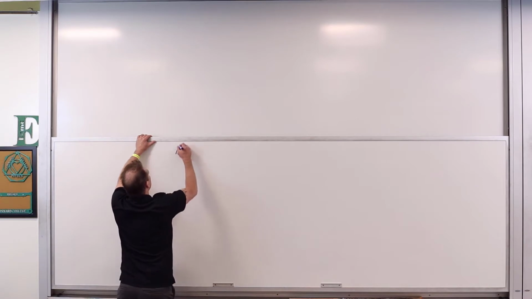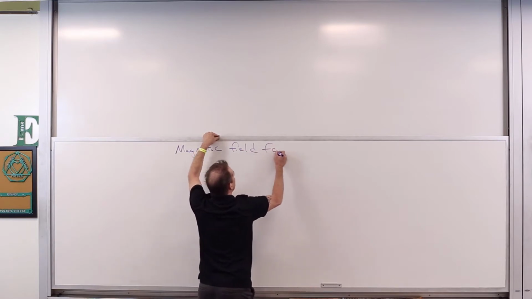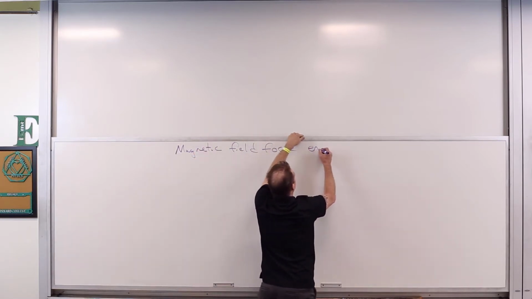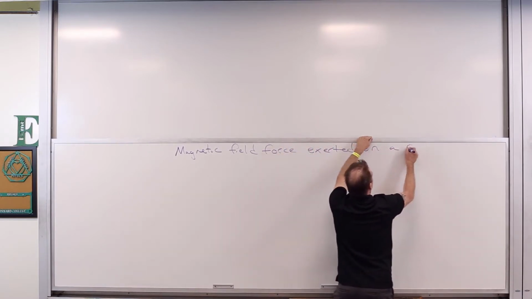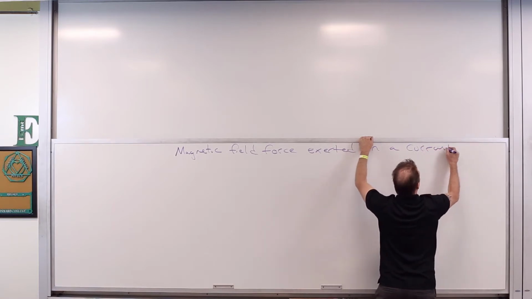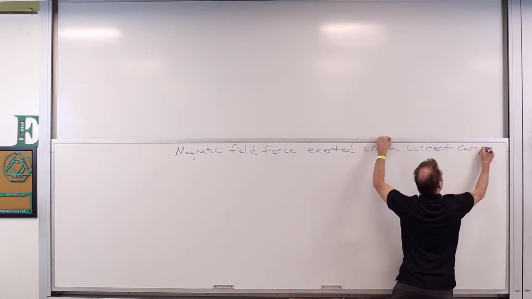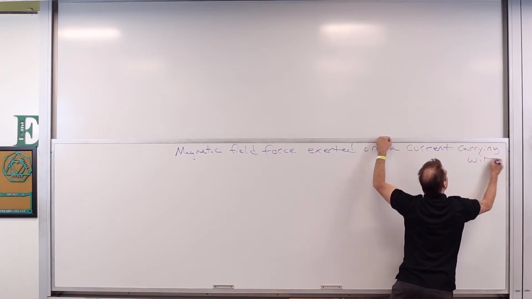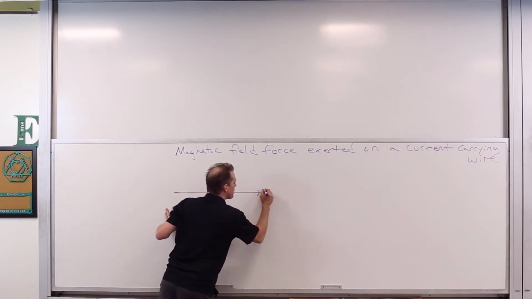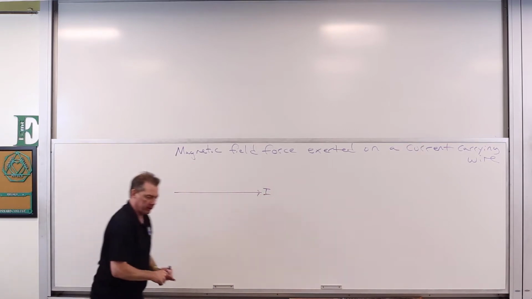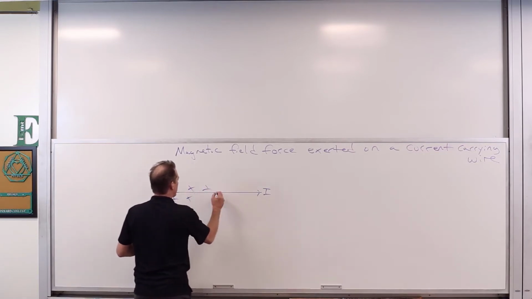So we have magnetic field force exerted on a current carrying wire. So we can have some current carrying wire. Let's just say we've got some current like this, and we'll just look at this one little section here. And we have some magnetic field that this wire is immersed within.